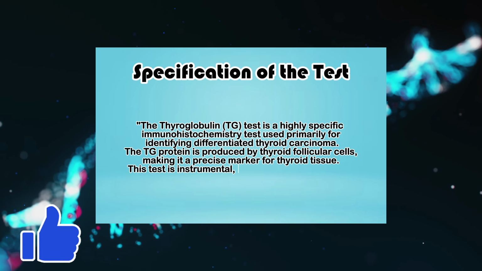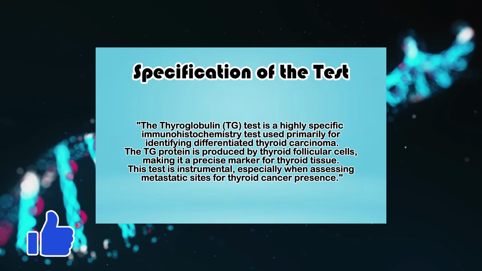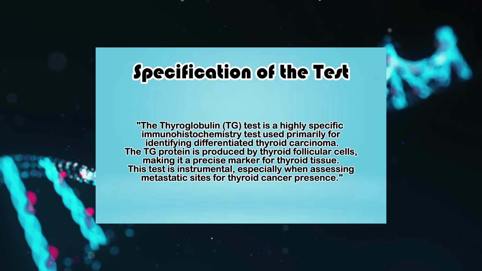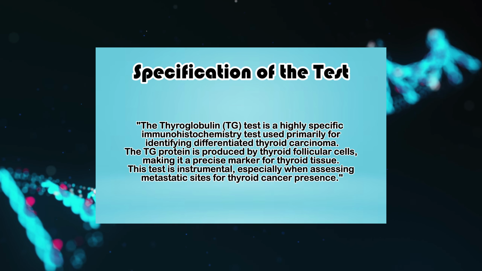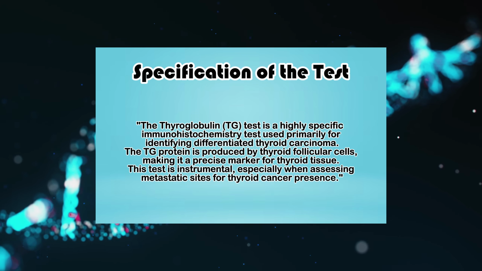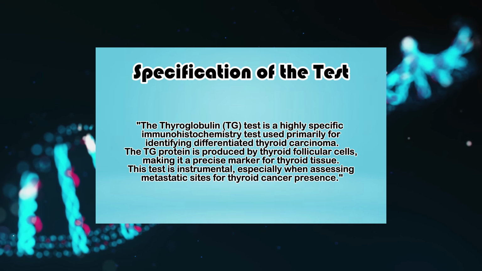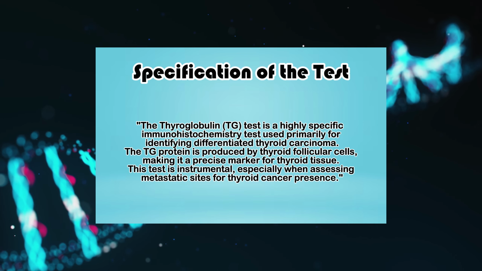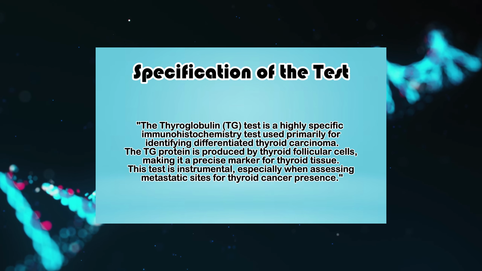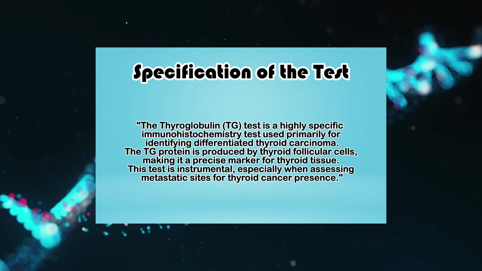Specification of the test. The thyroglobulin, TG, test is a highly specific immunohistochemistry test used primarily for identifying differentiated thyroid carcinoma. The TG protein is produced by thyroid follicular cells, making it a precise marker for thyroid tissue. This test is instrumental, especially when assessing metastatic sites for thyroid cancer presence.